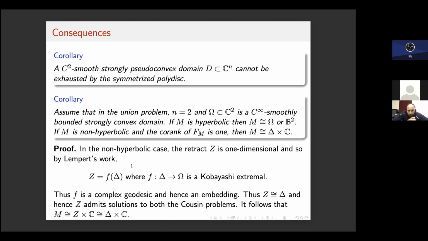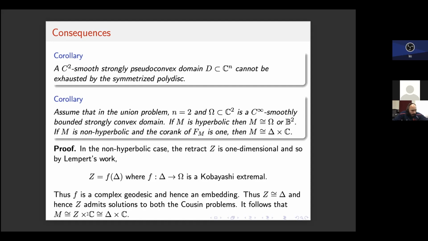you see, we are in C^2 and we are working with Omega a strongly convex domain. So thanks to Lempert's work, in this case, Z is of the form image of some Kobayashi extremal. But again, by Lempert's work, Kobayashi extremals are actually complex geodesics. So f is actually an embedding. This means that Z is actually biholomorphic to Delta. So in other words, Z admits solutions to both the Cousin problems. And this fact can be used to actually show that M is biholomorphic to Z cross C. Okay. So this takes care of this corollary.